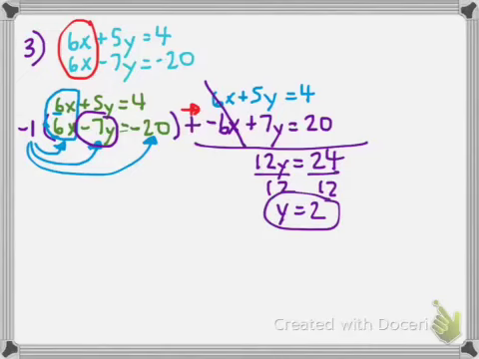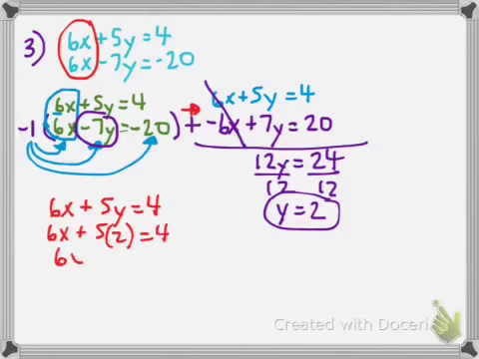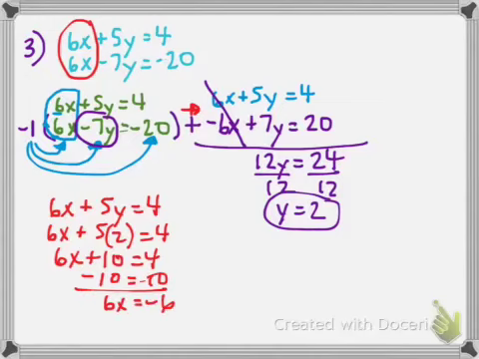So then now I have to solve for x. So I'm just going to use my top equation, 6x plus 5y equals 4. Wherever I see a y, I'm going to plug in my 2. So I have 6x plus 10 equals 4. Subtract 10 from both sides. I get 6x equals negative 6. Divide both sides by 6. I get x equals negative 1.